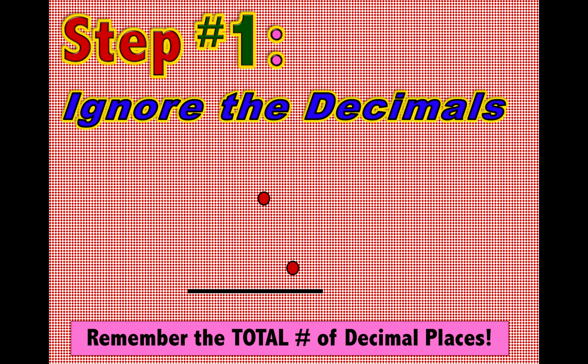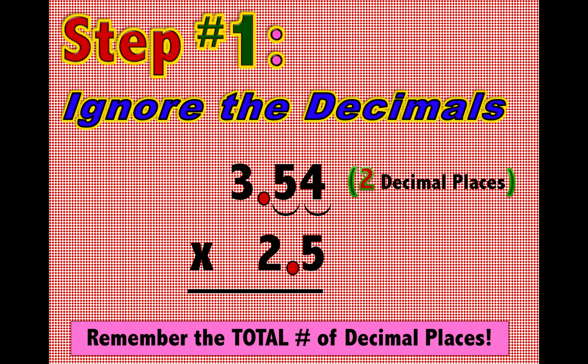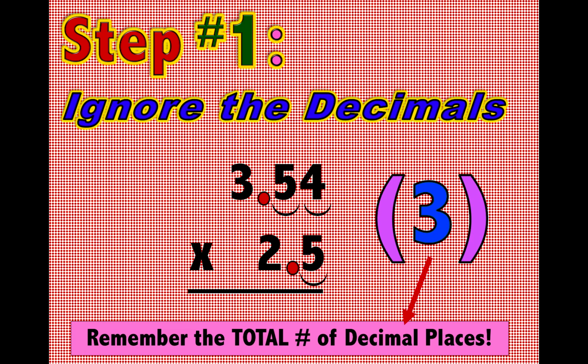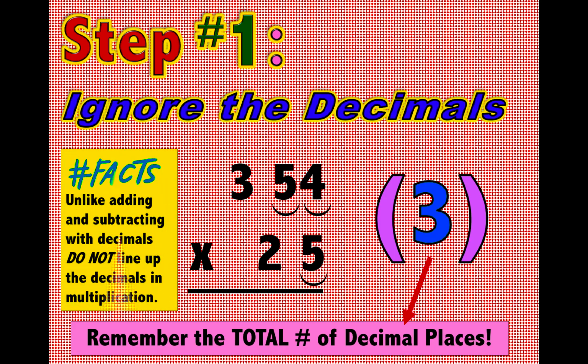How many decimal places are in the top number? 1, 2. 2 decimal places. How about the bottom number? 1 decimal place, for a total of how many decimal places? Correct, 3 decimal places. Fact: unlike adding and subtracting with decimals, do not line up the decimals in a multiplication decimal problem.